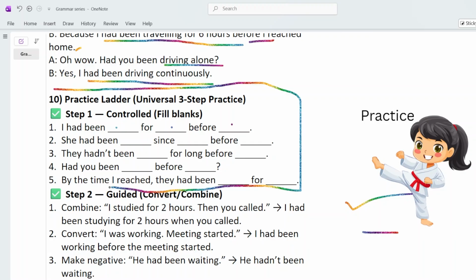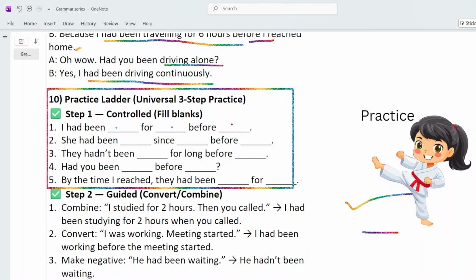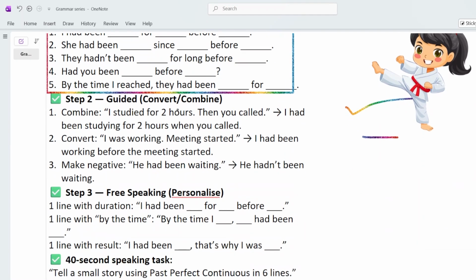All right. So you have to try to wrap your heads around this concept of doing it on your own. Now, a guided practice session, in the sense that you're looking at converting these sentences. Combine this: I studied for 2 hours, then you called. And when you combine, it sounds like this. Here at this part, I have given you the answers. You can pause the video and read this aloud. Convert: I was working, meeting started. So convert this, and this is your answer. So read it aloud. Okay.